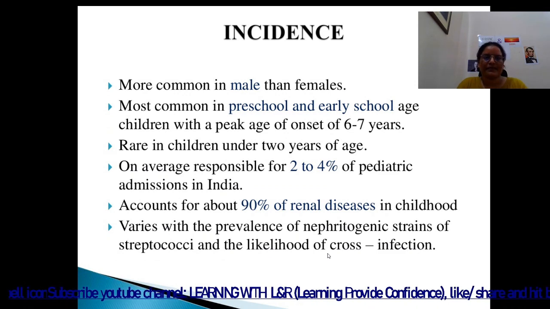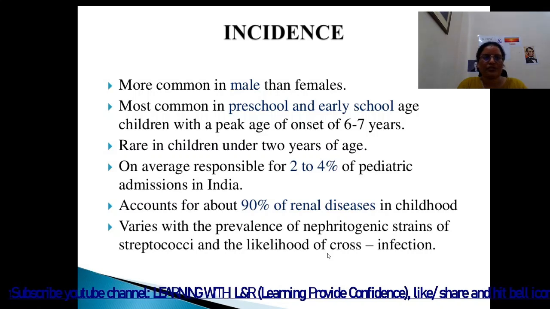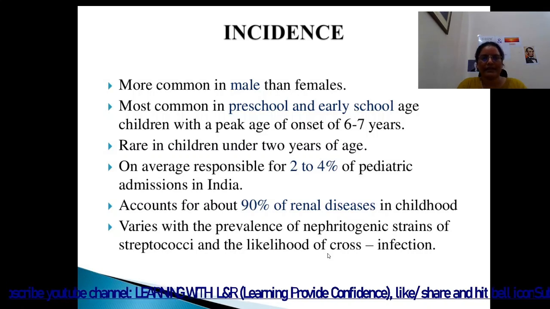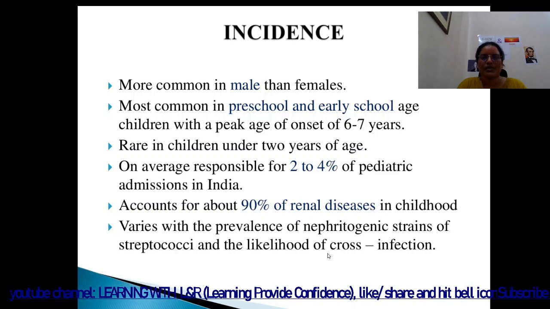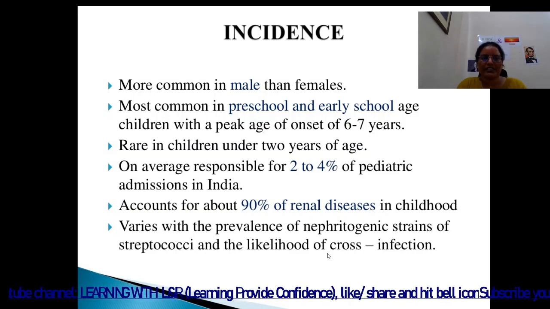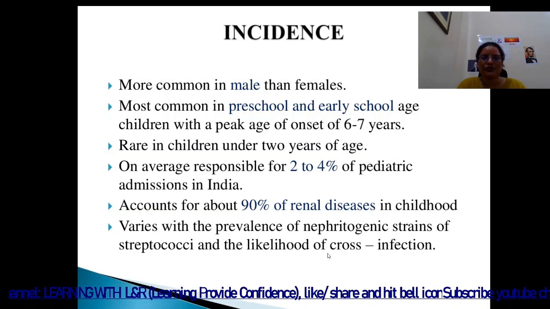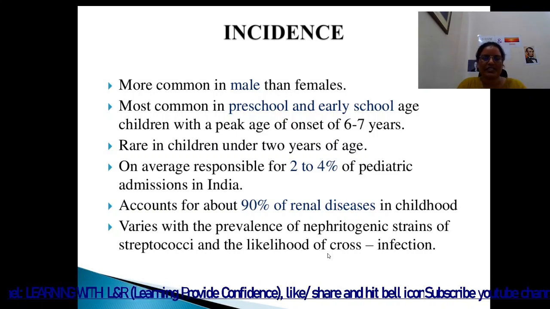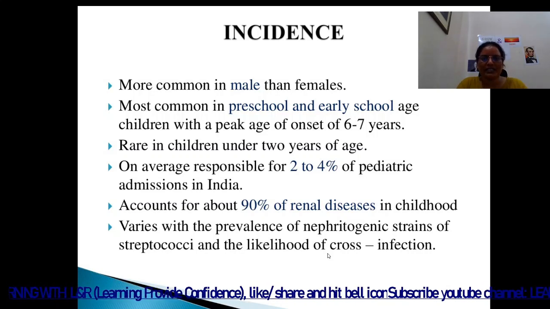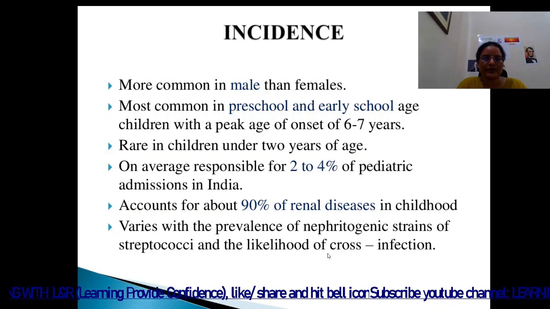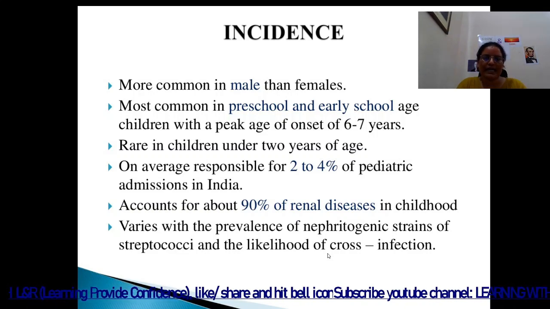Then incidence. It is more common in males than females, most common in preschool and early school age children with a peak age of onset of 6 to 7 years, and rare in children under 2 years of age. On average it is responsible for 2 to 4% of pediatric admissions in India. It accounts for about 90% of renal diseases in childhood, and varies with the prevalence of nephrogenic strains of streptococci and the likelihood of cross-infection.